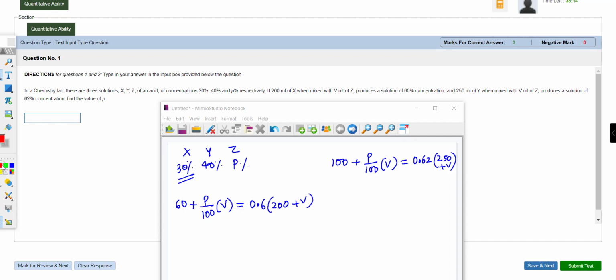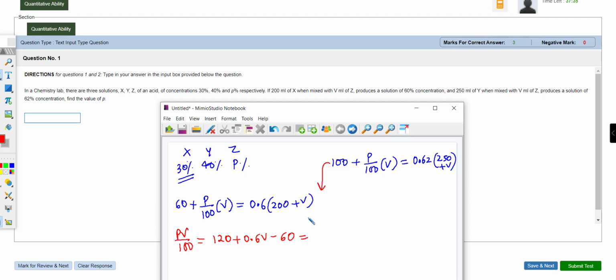So let's solve it. Let's compare PV divided by 100. In both equations, PV divided by 100 is 120 plus 0.6V minus 60 from this equation, and from the other equation, PV divided by 100 is 0.62 into 250. How much is that? 6.2 into 25, that is 150. One second, hold on, let me do this multiplication. 0.62 into 250 is how much?